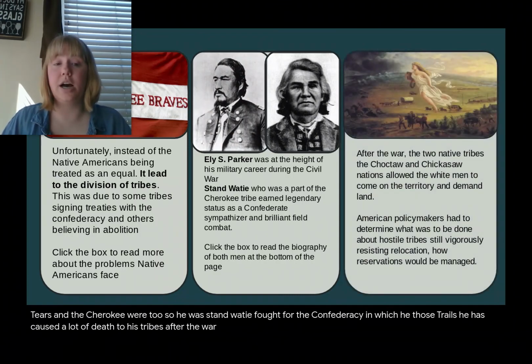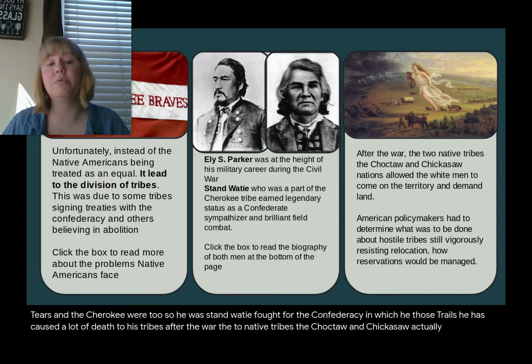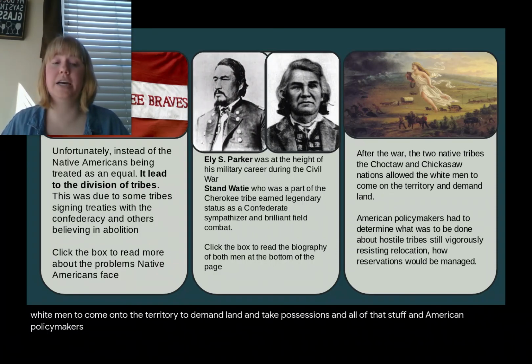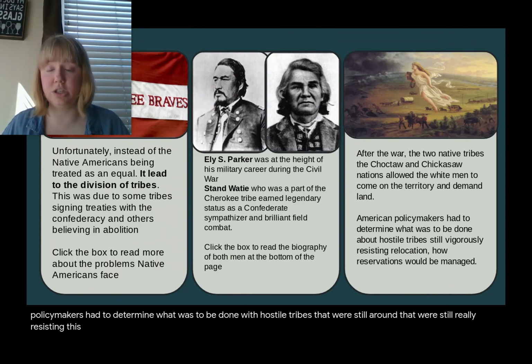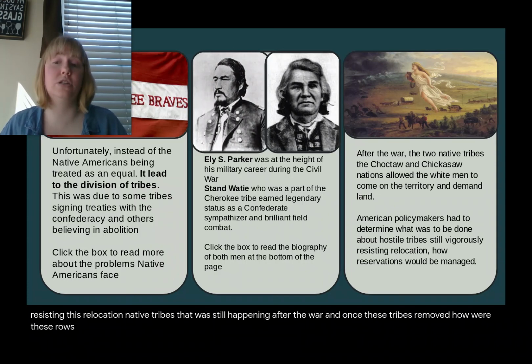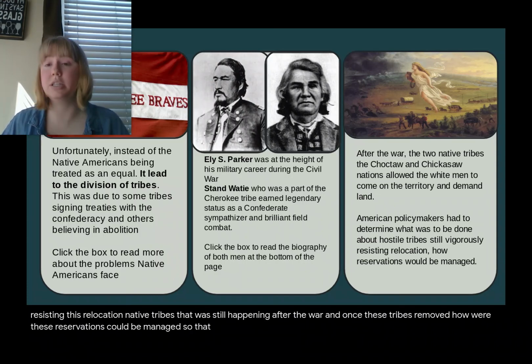After the war, two native tribes, the Choctaw and the Chickasaw, actually allowed white men to come onto the territory to demand land and take possessions. American policymakers had to determine what was to be done with hostile tribes that were still really resisting the relocation of native tribes that was still happening after the war. And once these tribes were moved, how were these reservations going to be managed so there wasn't a lot of hostility or violence?